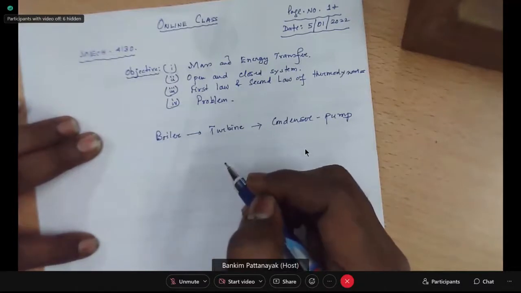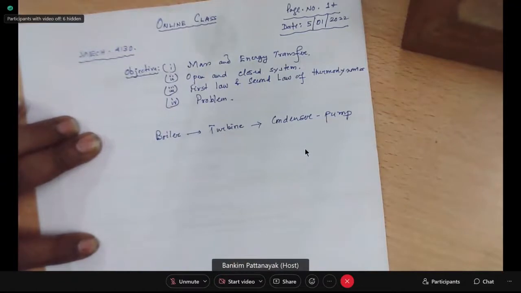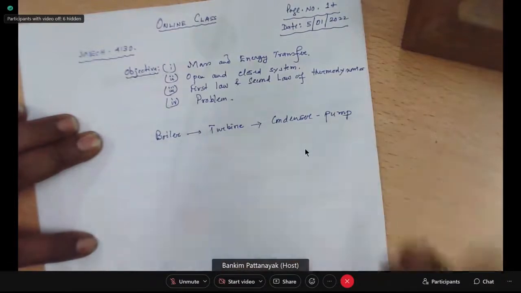The turbine rotates. And you know from electromagnetism that in a permanent magnetic field, if you rotate a conductor, EMF is generated. That is the reason why we try to extract mechanical power out of the thermal power plant. So boiler, turbine, condenser, and pump.